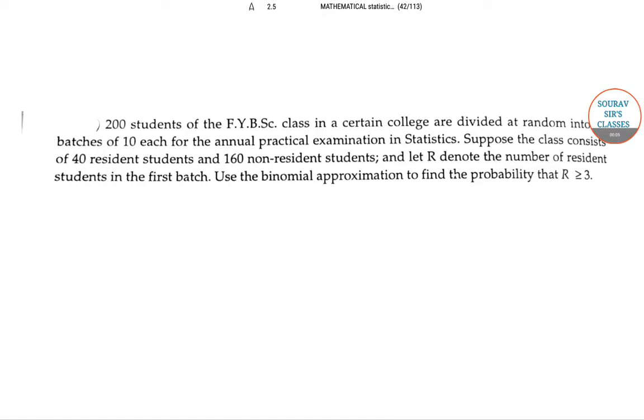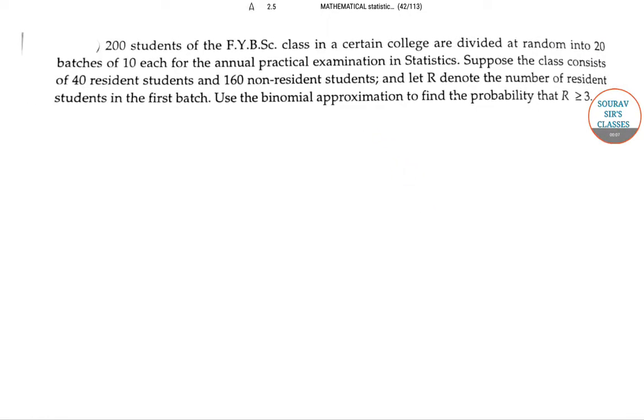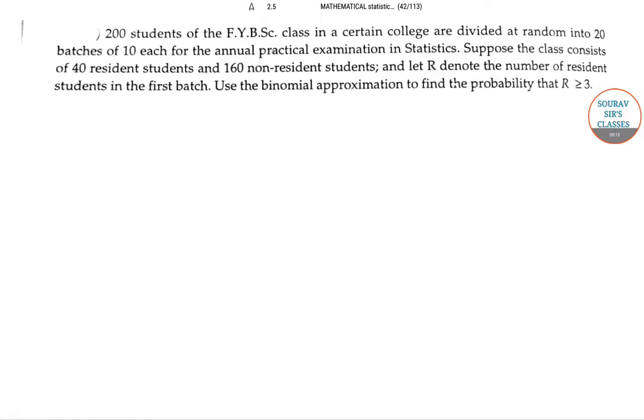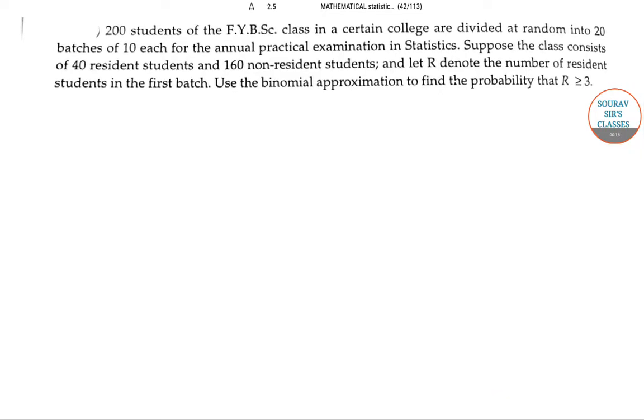So in today's video we will solve a question from mathematical statistics. The question goes like this: 200 students of the FYB B.Sc class in a certain college are divided at random into 20 batches of 10 each for annual practical examination in statistics. Suppose the class consists of 40 resident students and 160 non-resident students, and let R denote the number of resident students in the first batch. Now we have to use a binomial approximation to find the probability that R is greater than or equal to 3.